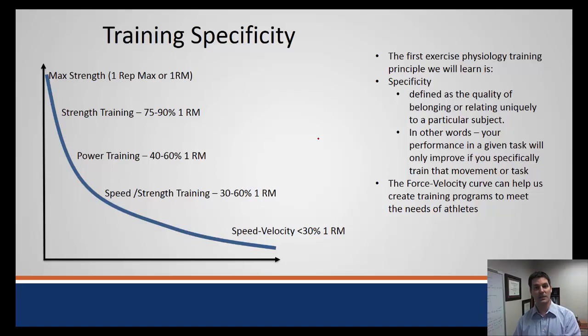You want the positive adaptations that would make you a better sprinter. And so we can use that principle of the idea that specificity is defined as the quality of belonging or relating uniquely to a particular subject. Again, if you want to get better at math, you don't study English, you study math, right? So in the exercise physiology world, we can say that performance in a given task will only improve if you specifically train that movement or task.